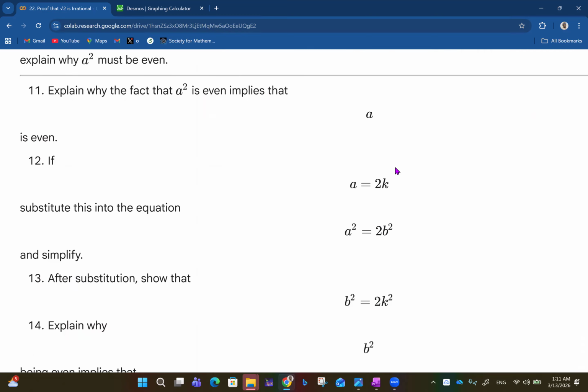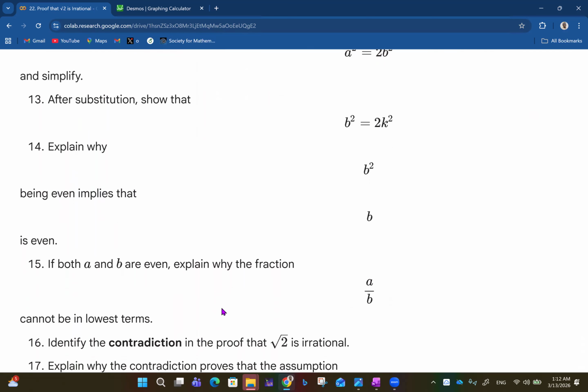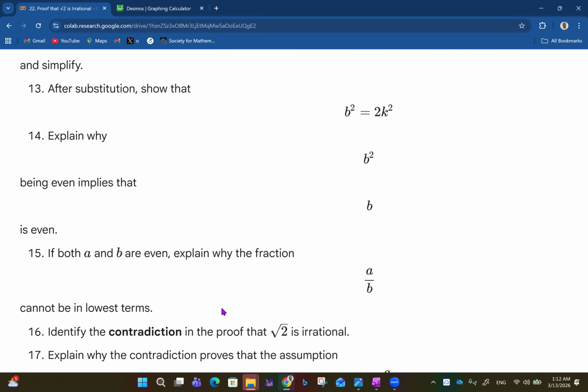So if a is 2k, substitute this into the equation a squared equals 2b squared, and simplify. Of course, if you do that, you're going to get 4k squared. 4k squared, if you simplify, divide both sides by 2, you get b squared to be 2k squared. That forces b to be even. So after substitution, show that b squared equals 2k squared. Of course, that's correct. And explain why b squared being even implies that b is even. Of course, the square of every even number is even, the square of every odd number is odd, like I said earlier.